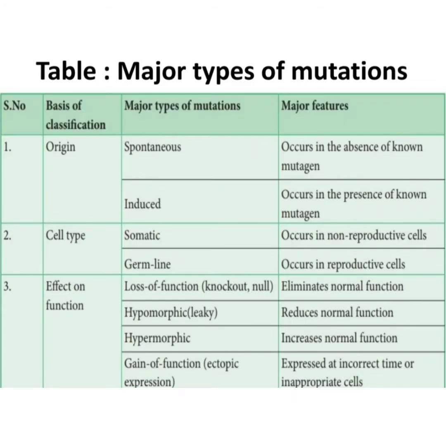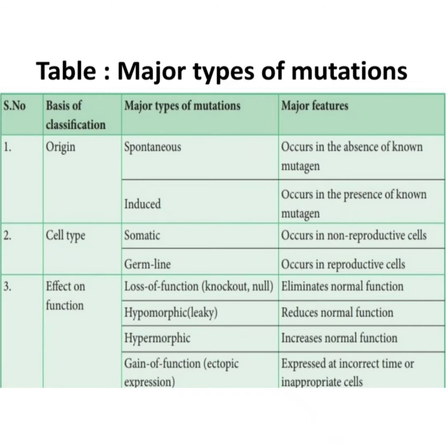So to sum up the table of the major types of mutations, you can see the serial number, basis of classification, major types of mutations, and the major features. By origin, the major types of mutation are spontaneous, which occurs in the absence of a known mutagen, and induced, which occurs in the presence of a known mutagen. By cell type, it may be somatic, which occurs in non-reproductive cells, or germline, which occurs in reproductive cells.